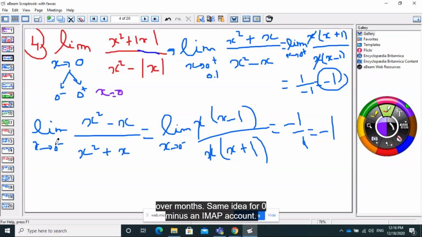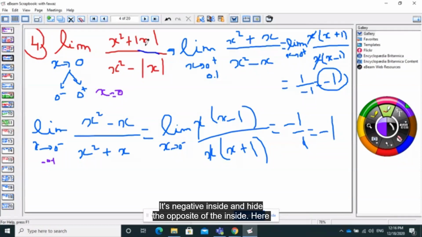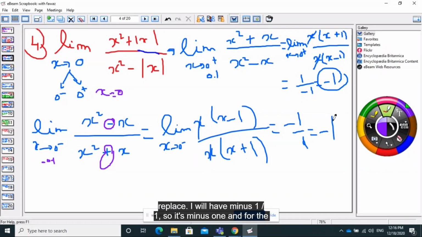Same idea for 0 minus, meaning we are talking about, for example, minus 0.something. So here it's negative inside, so this is the opposite of the inside. Here it's negative opposite, so minus times minus becomes plus. So again, the same idea. I factorize by x, I'm simplifying the 0 over 0. When I replace, I will have minus 1 over 1. So it's minus 1.